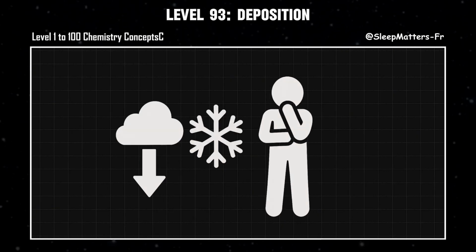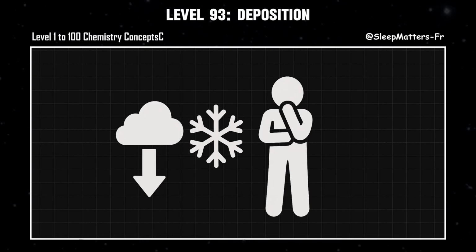Level 93. Deposition. Deposition is a process that seems like a magic trick. It is when a substance goes directly from a gas to a solid without becoming a liquid. It is like skipping a step. It is like seeing steam turn directly into frost without ever becoming water. But it is not magic, it is science.